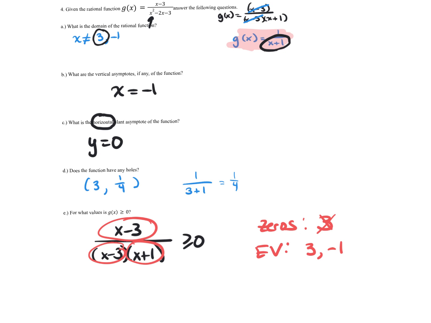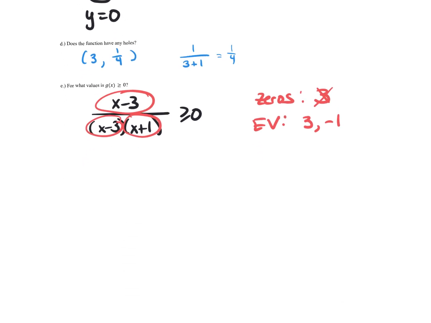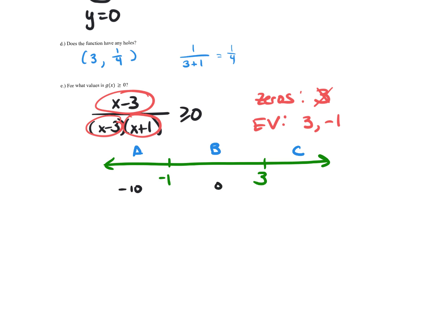Now the key thing for an inequality, and this is probably the most missed question on test 2, is you have to draw your sign chart like this. We'll have negative 1 and 3, which breaks us into 3 regions, A, B, and C. We'll pick a point in each region. I'll pick negative 10, 0, and I don't know, 10. And I'll just plug it into the function up here.